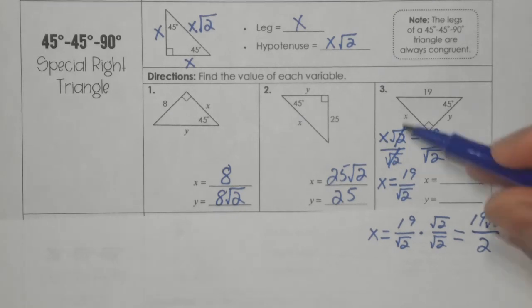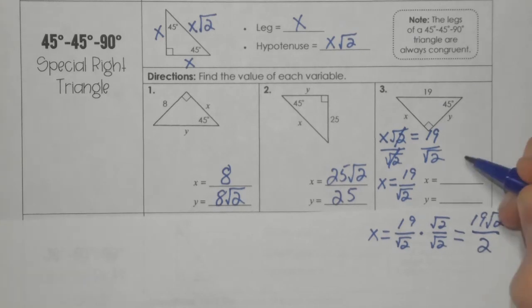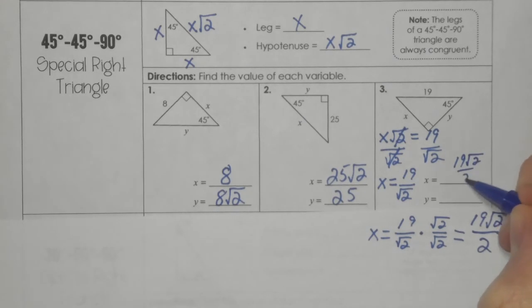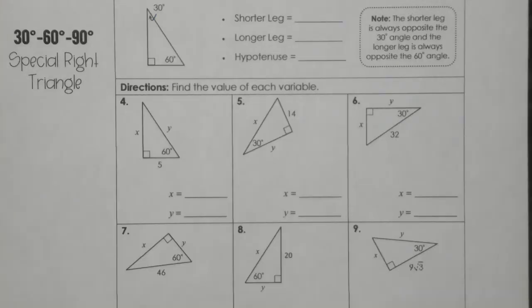Alright, so to go back up here and fill out, both of these legs are 19 square root of 2 over 2. For this one as well, 19 square root of 2 over 2. Okay, and I promise that we'll do some more examples of that one in a second. That one was a little more tricky. I want to go ahead and introduce the 30, 60, 90 special right triangle, and then we can work some examples of both. Okay, so this is also a special right triangle, 30, 60, 90.